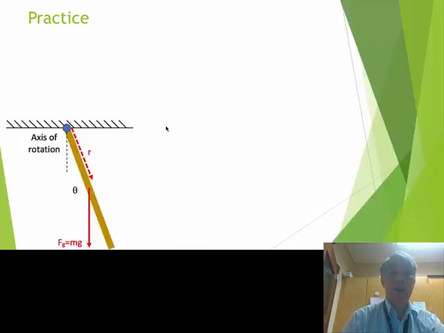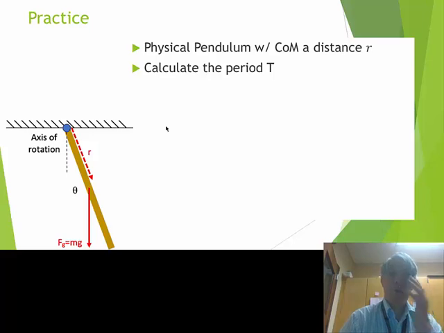Here's again more practice. This is a physical pendulum where the rod is no longer massless. In fact, it doesn't even have to be a rod as it is in this case. It could be any shape. In this case, the center of mass of the object is located a distance r from the point of rotation. So, calculate the period T. Again, follow along slowly, pause when you need to.